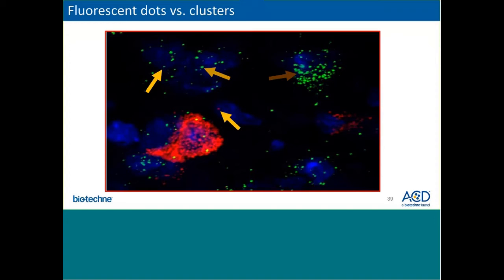Similar patterns of dots and clusters are seen in fluorescent versions of the assays, so that the orange arrows point to single mRNA molecules with fewer ZZ probe pairs bound to them compared with the dots pointed to by the brown arrow.